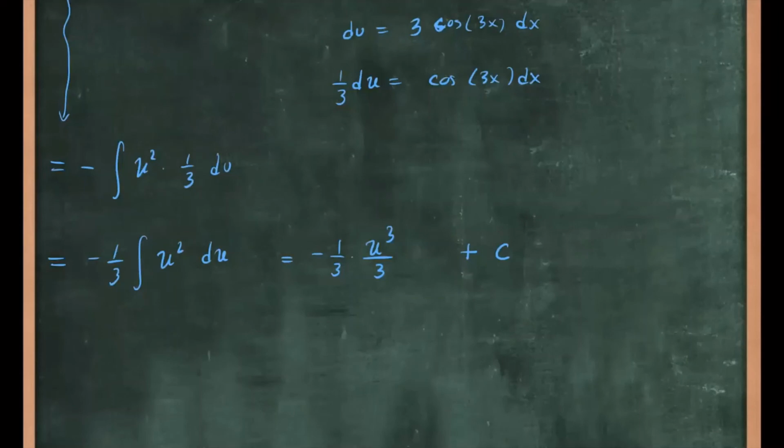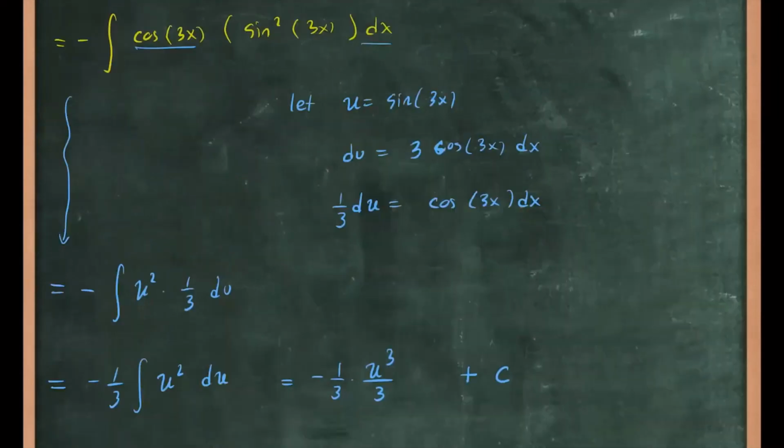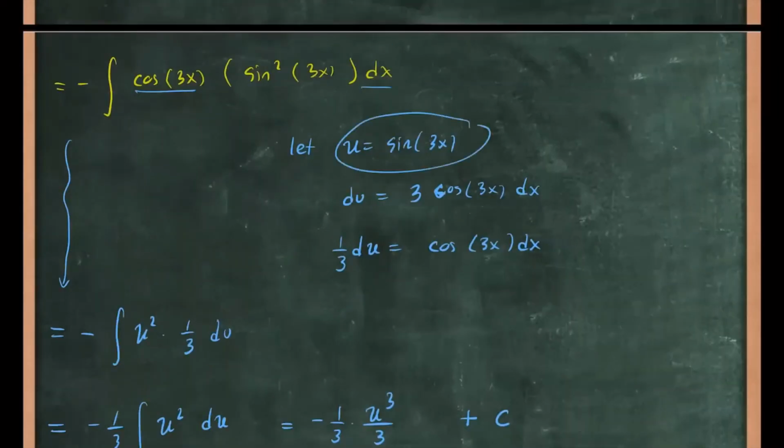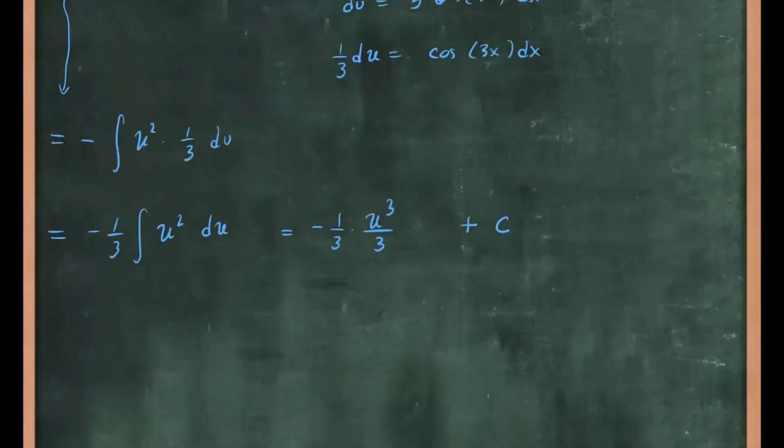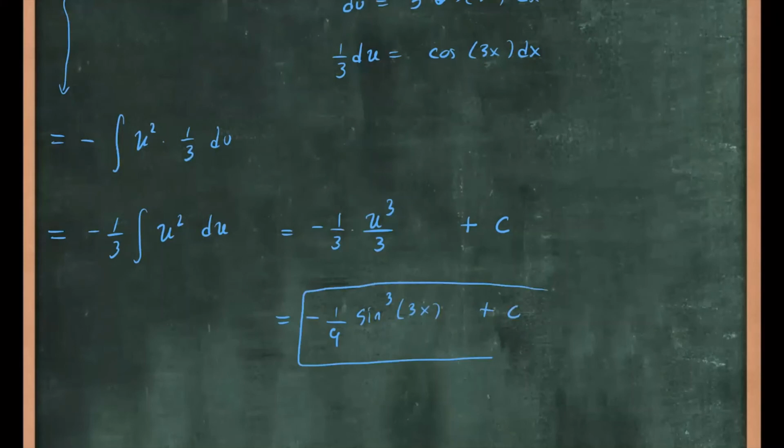Now we can go ahead and plug in what u is. u is sine of 3x. I'm going to substitute that back in here. So this is negative 1 over 3 times 3, that's 9, sine cubed of 3x plus c. So that would be our answer to this integral.